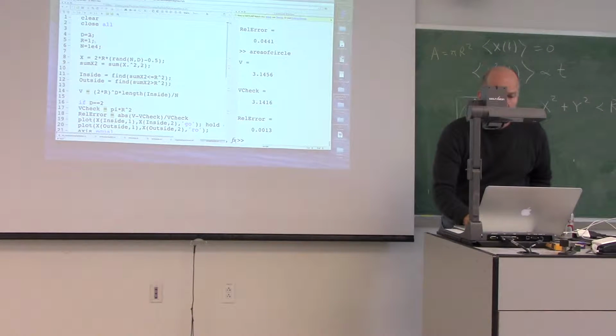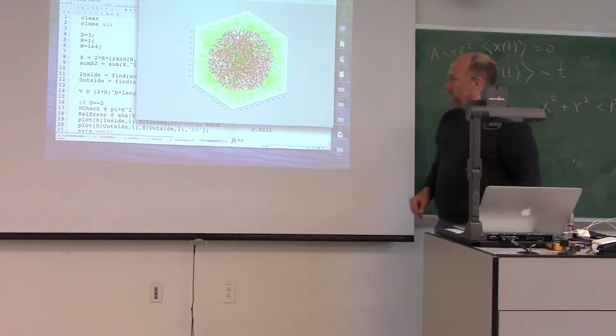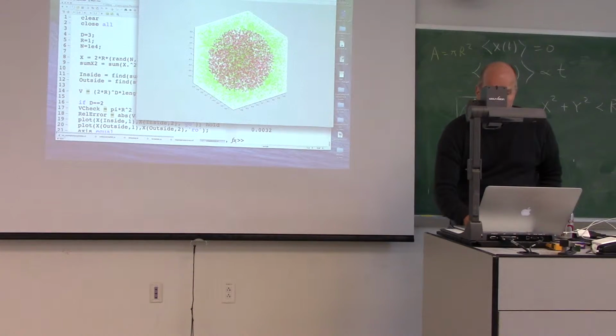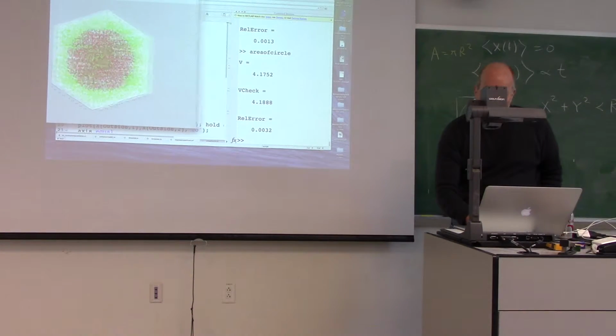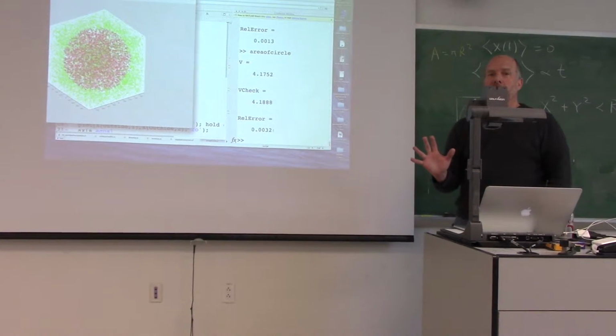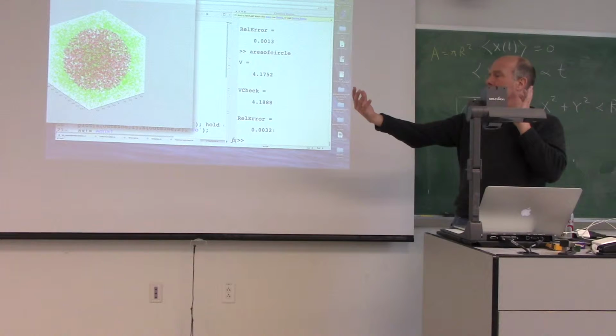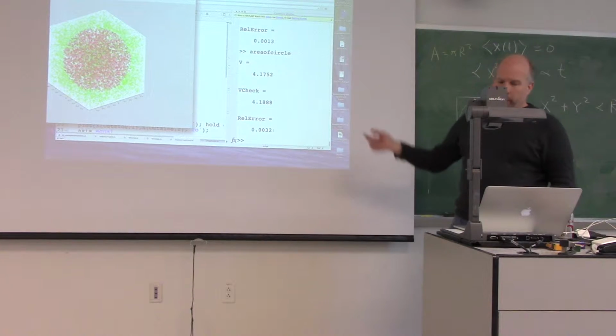We also know what the volume of the sphere is, right? So there's the same thing happening in 3D. And in this case, I'm supposed to be getting 4/3 pi, right? And the relative error here is a little bit larger because there's a larger volume that I'm having to sample. But it seems to be working pretty well.